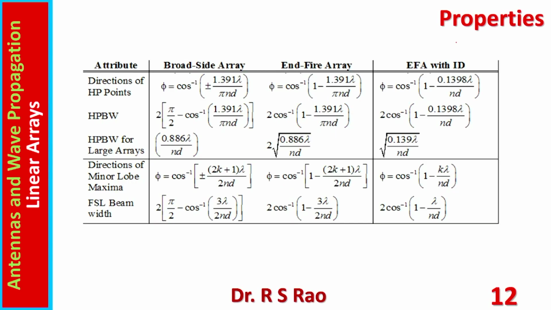Some properties are listed in the previous slide, some more are listed here: directions of half power points, half power beamwidth for large arrays, directions of minor lobe maxima, first side lobe beamwidth. These are all listed here for broadside array, end fire array, and end fire array with increased directivity. These two slides give complete information pertaining to three modes of operation of linear arrays.